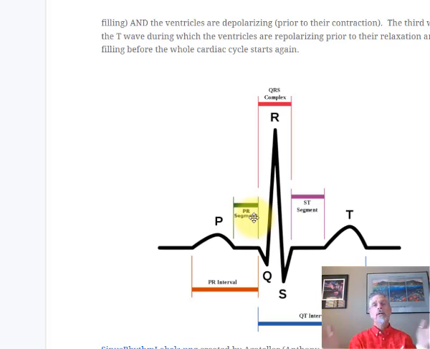Not too far, not too short, not extra waves, not missing waves, etc. But in this lab, what we're going to do is assess these 3 active waves, and we need to know what's going on during them. So during the P wave here is when the atria are getting their signal to depolarize.